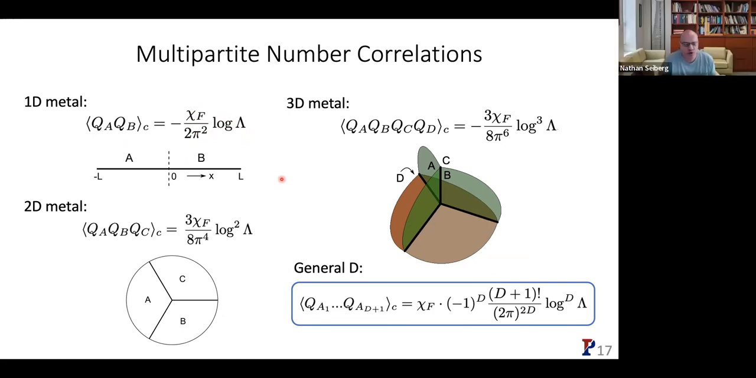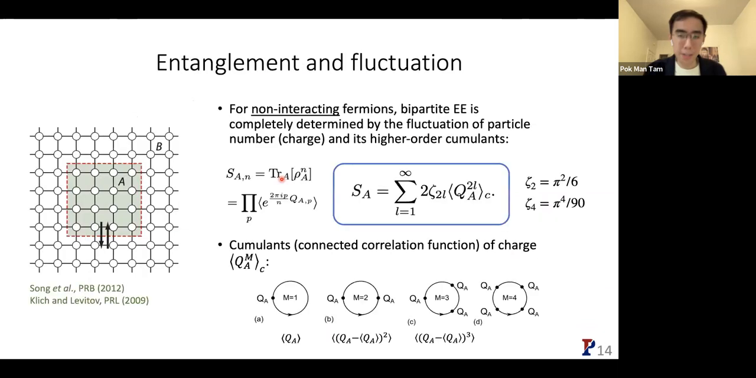Sorry for being so slow. What exactly is Q? Oh yeah. Sorry, I now recall I probably didn't ever tell you what Q is. Capital Q is the number of particles in region A. That is Q. So it's c dagger c summed over all sites in region A.